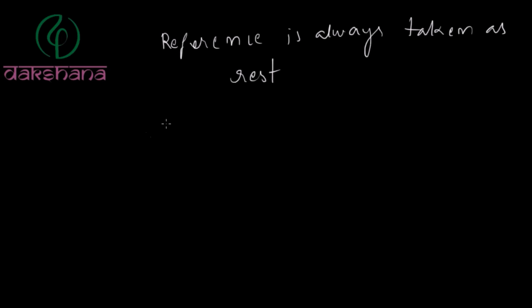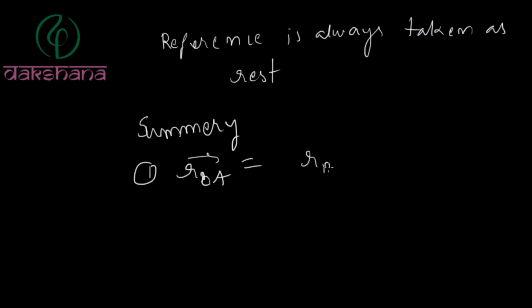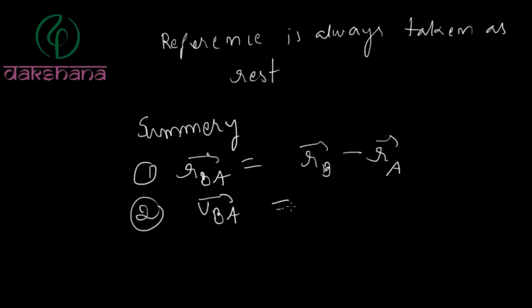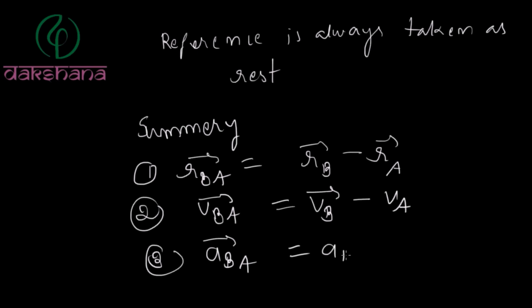Now we are going to summarize the whole lecture. So we have defined first position of A with respect to B equal to position of B with respect to ground minus position of A with respect to ground. And second we have described velocity of B with respect to A equal to velocity of B with respect to ground minus velocity of A with respect to ground. And third we have defined acceleration of B with respect to A equal to acceleration of B minus acceleration of A.